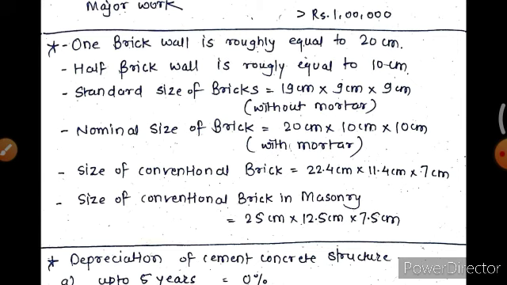Half brick wall is roughly equal to 10 centimeter. Standard size of bricks is 19 centimeter by 9 centimeter by 9 centimeter without mortar, and the nominal size of brick is 20 centimeter by 10 centimeter by 10 centimeter with mortar. The size of conventional brick is 22.4 centimeter by 11.4 centimeter by 7 centimeter, and the size of conventional brick in masonry is 25 centimeter by 12.5 centimeter by 7.5 centimeter, means it is included with mortar.